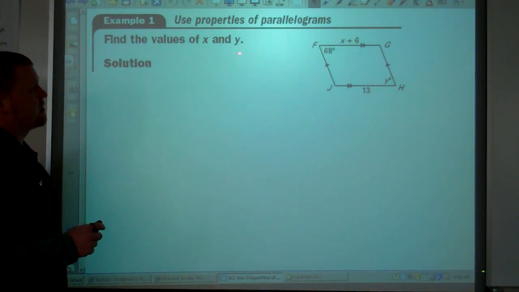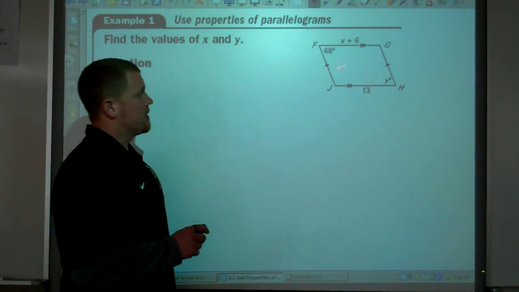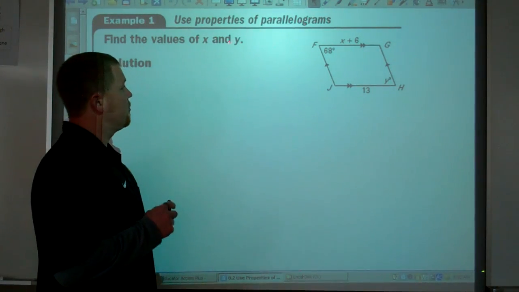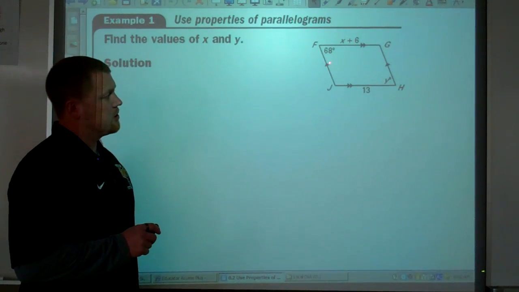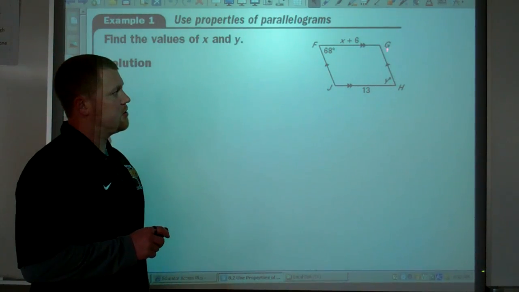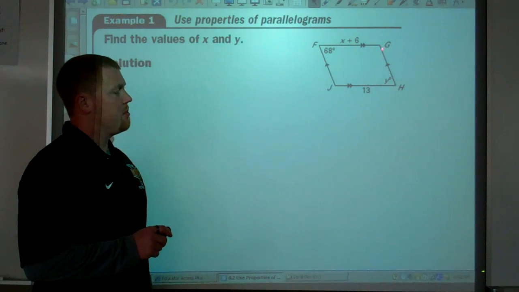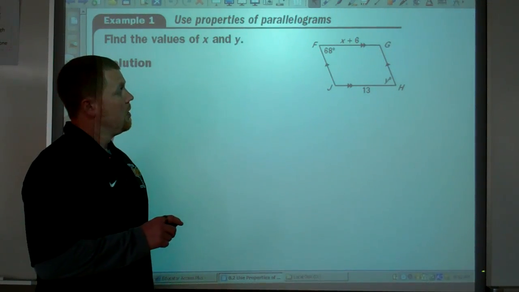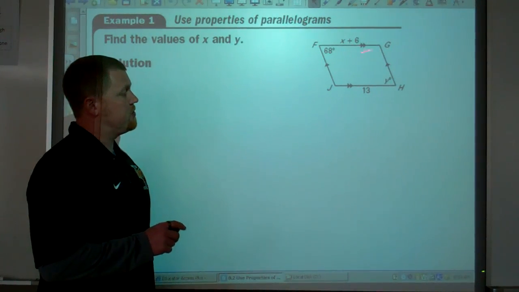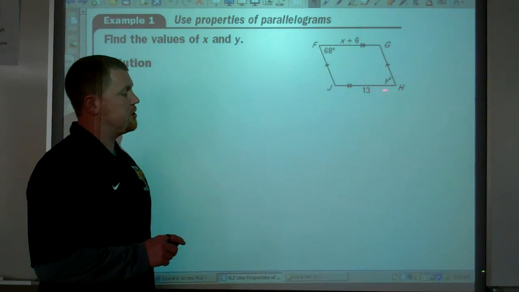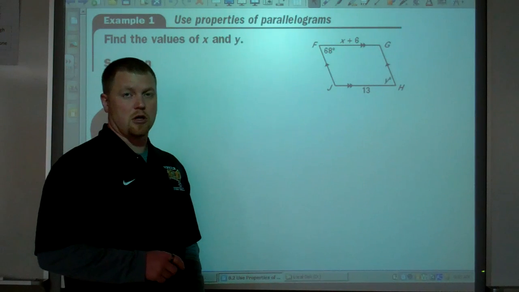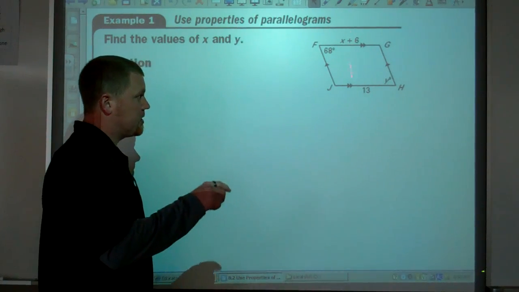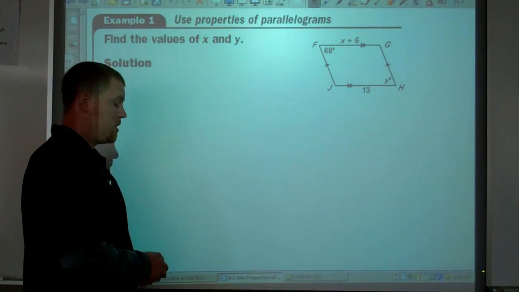Alright, find the values of X and Y. If we look at our figure here, this is all we have. We're just told to find the values. We have these little triangles here on segment FJ and on segment GH. That means those lines are parallel. And we have the two arrows here on segment FG and on segment JH. Those lines are parallel. So that tells us we have a parallelogram, because both pairs of opposite sides are parallel.